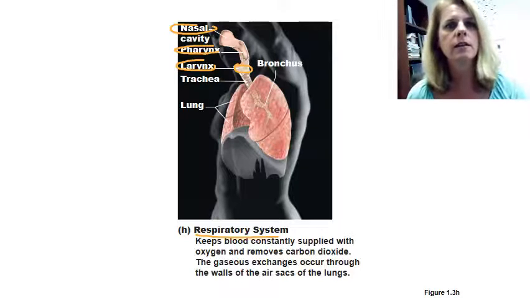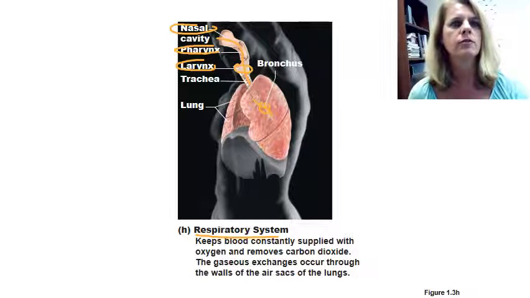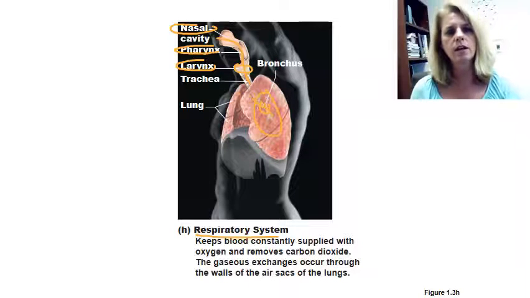You breathe in and the air goes down through your pharynx and larynx into the trachea, which is a big tube that then splits off into two bronchi. Here's a bronchus into each lung. So you have your trachea splitting off into a bronchus and then going into a lung.